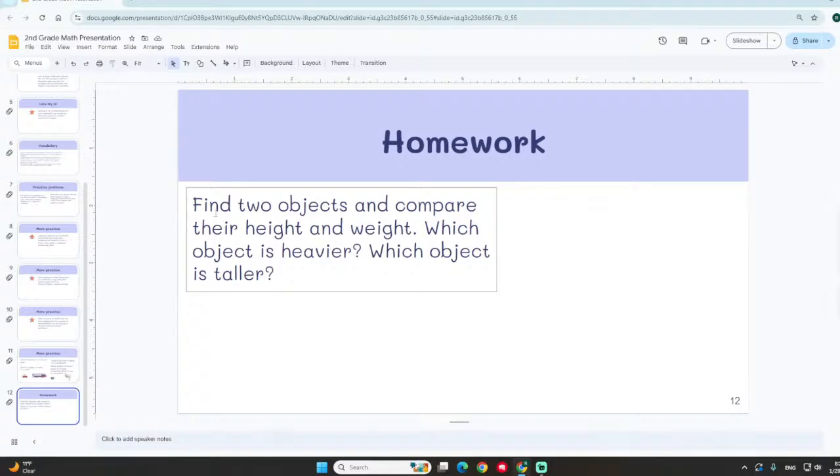So now let's look at our homework. So I want you to find two objects and compare their height and compare their weight. Or you can compare the length and the weight. So which object is heavier? Which object is taller or longer or shorter? So find two objects, do this, and then write down your observations in your notebook. And make sure to review the notes from today's presentation.